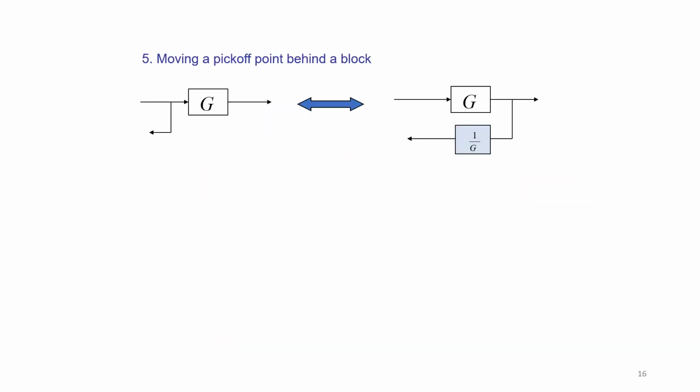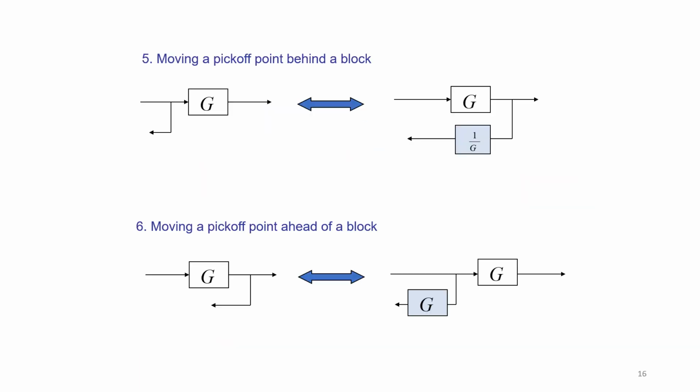Now coming to moving a takeoff point behind a block and moving a takeoff point ahead of a block. Pickoff point and takeoff point have the same meaning. So this is called as takeoff point, or it is pickup point. Now we have a takeoff point behind this block. If I want to shift this after this particular block, then this takeoff point should be multiplied by 1 by G or divided by G, the gain whatever you have here.